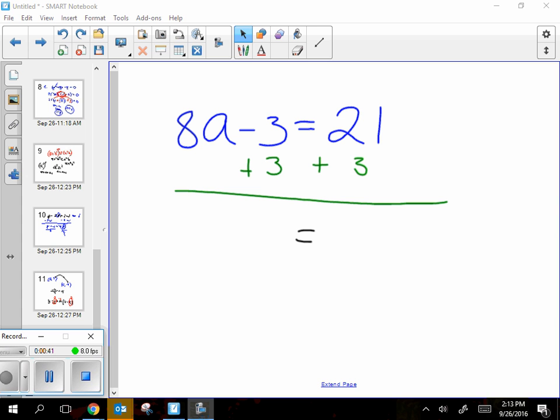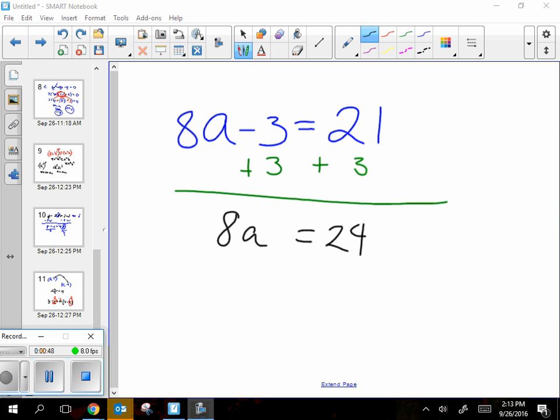I checked the left side of the room this time, and they were all doing it right. 8a equals 24. Then what did you do? Divided by 8. I like to use the slash. If you want to use a divide by sign, it's fine with me. a equals 3.